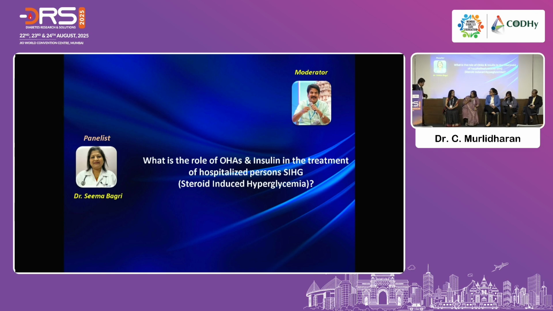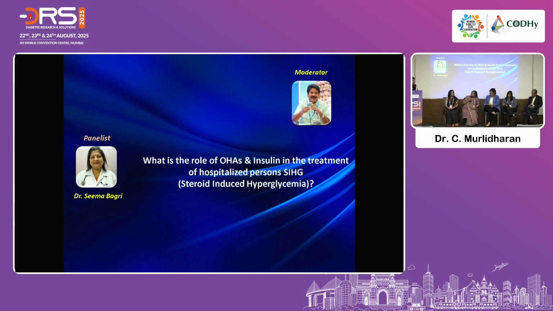steroid-induced hyperglycemia is very commonly seen in hospitalized patients, especially with glucocorticoids like prednisolone, dexamethasone, and methylprednisolone. So we have to make sure that the blood sugars are maintained between 140 to 180 milligram, and there is no hypoglycemia. And then we have to plan the strategy if the blood sugar remains high. Now we have to decide whether the patient is to be prescribed oral hypoglycemic agents or insulin.